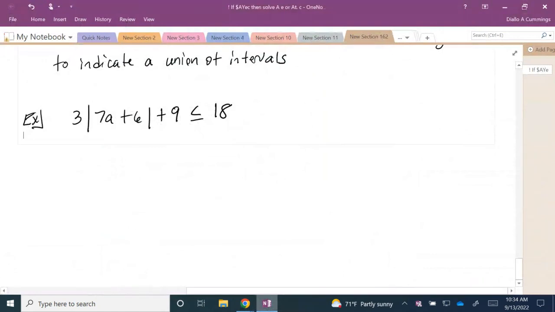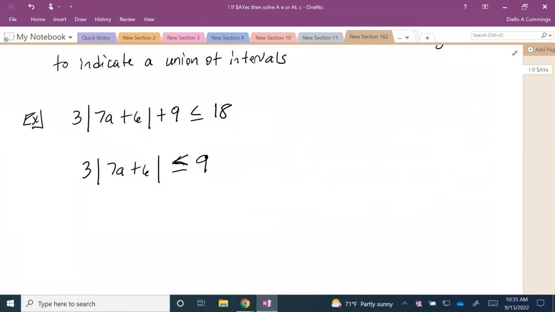All right, so let's take a look at the solution. Now, before we begin to use the absolute value less than or equal to formula, we must first isolate the absolute value. So the first thing we're going to do in this example to isolate the absolute value, I'm going to subtract 9 from both sides. So I have 3 times the absolute value of 7a plus 6 is less than or equal to 9. Okay.